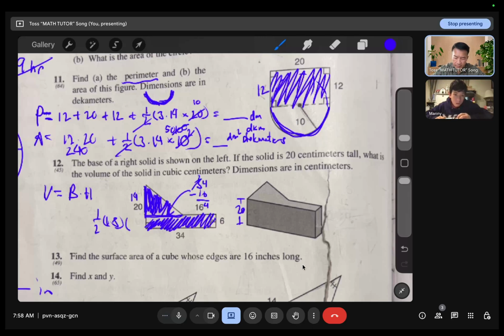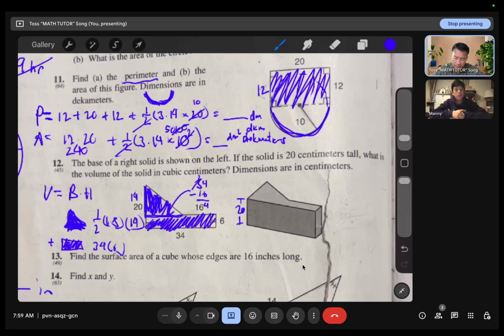Times the height, which is 14. Is that okay? So that's the triangle, the right triangle here. And you add it to the rectangle. That drawing here, then you add it to the rectangle here, which is going to be 34 times 6.